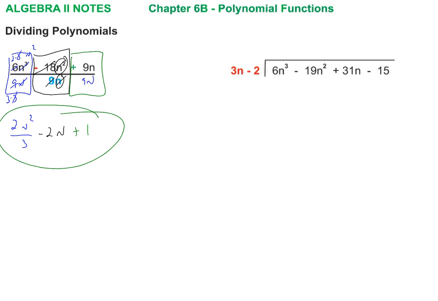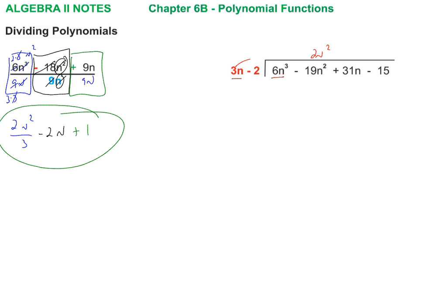All right, long division. Remember, in long division, you always take the first term, divide by the first term. We're going to figure out what goes on top. 6n cubed divided by 3n is 2n squared. And remember, I always line up my exponents, right? So this is going to be a 2n squared.